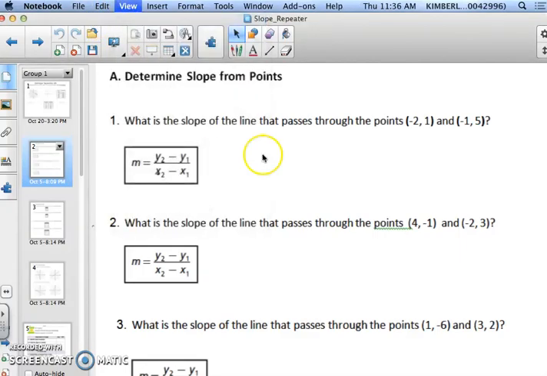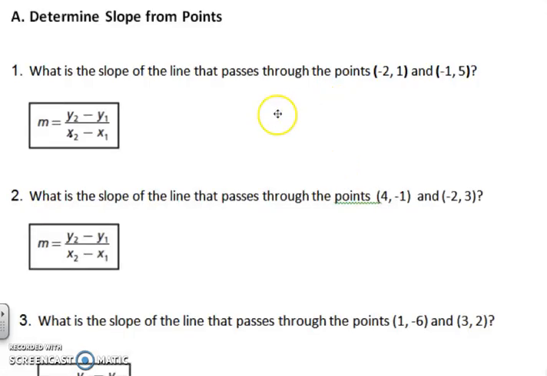Alright, so this is a video on how to find slope between 2 points. So the question is going to say, what's the slope of the line that passes through (-2, 1) and (-1, 5)? Here is your formula for slope. Remember, it's m equals y2 minus y1 over x2 minus x1.